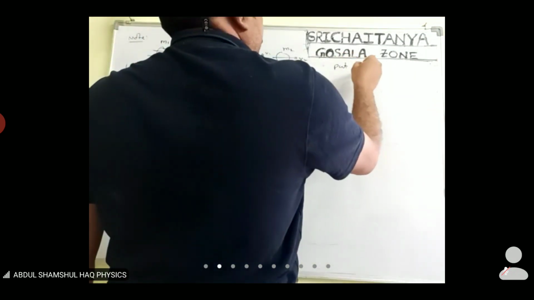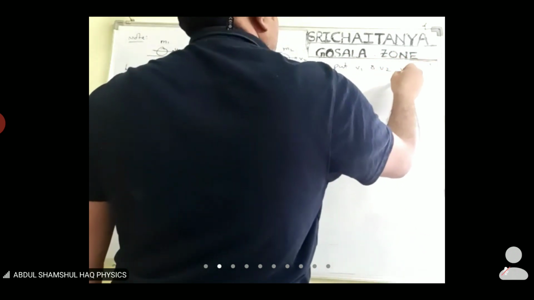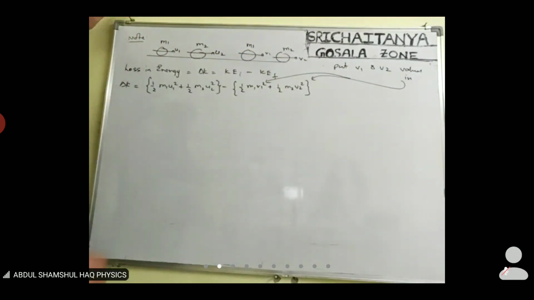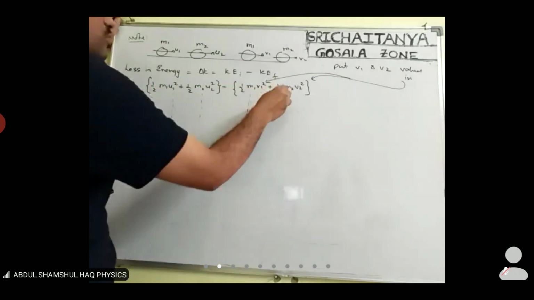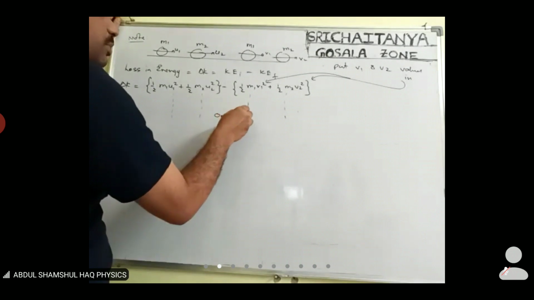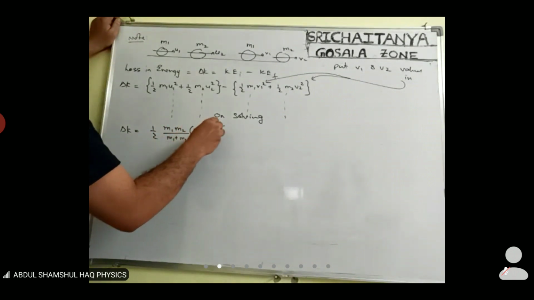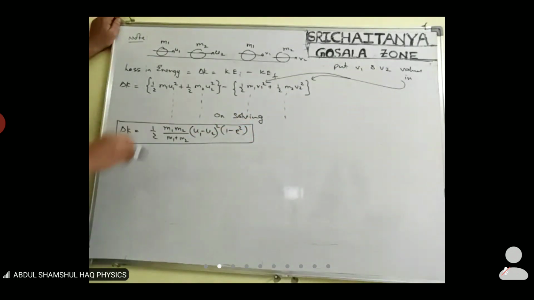Put v1 and v2 values in this equation, like this. On solving, students, if you go on substituting these values and solving further, we get that delta K is equal to half m1 m2 divided by m1 plus m2 into (u1 minus u2) whole square into (1 minus e square). This is a very, very important point.